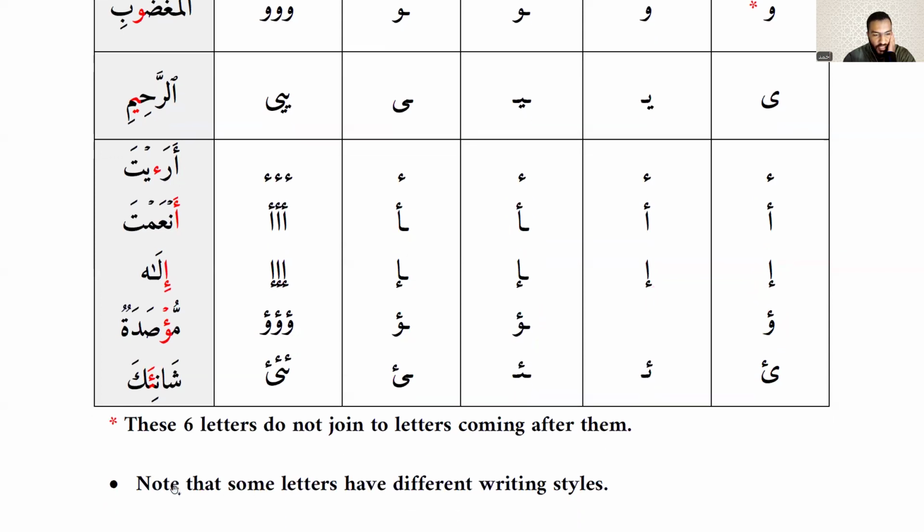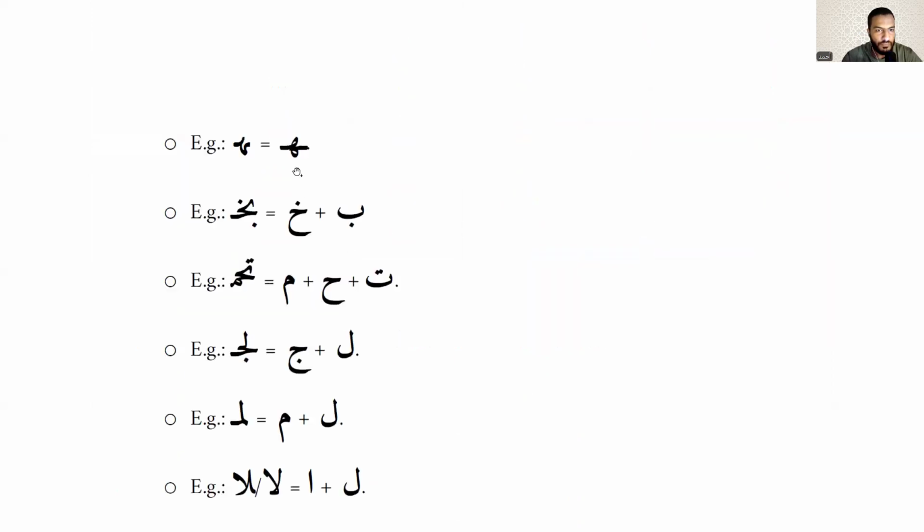And finally, note that some letters have different writing styles. So, for example, this is ha in the middle. Another shape for it is this. For example, ba and kha can be written like this, which is like the basic shape. But they can also look like this. We can put a ba on top like this, and then a kha like this.